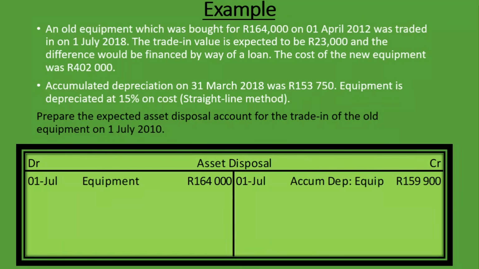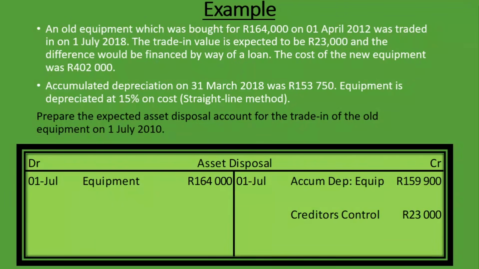But where is that money going to? Remember, it's going to pay for the new equipment. That means we'll put our proceeds on the credit side, and our proceeds in this case is creditors control, because that is what we did. We traded in the equipment. And when we trade in the equipment, we put the description as creditors control, because it's going to pay off the cost of the new equipment. So we put creditors control, and we put the proceeds, which is 23,000 Rand.